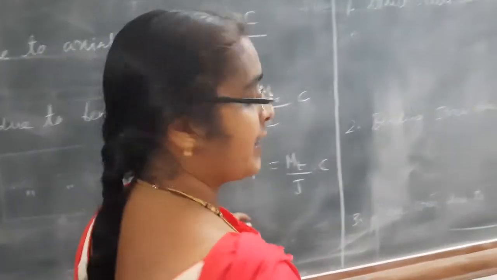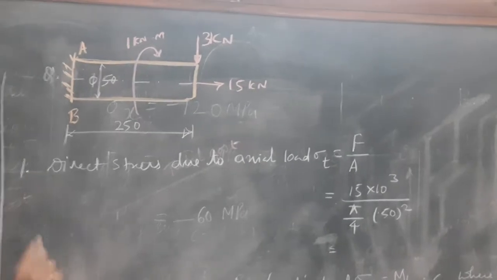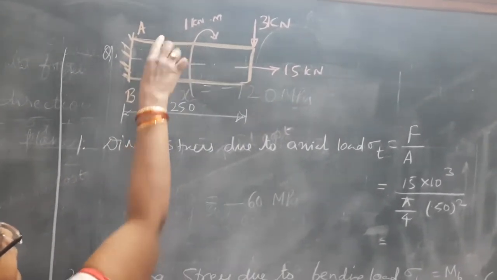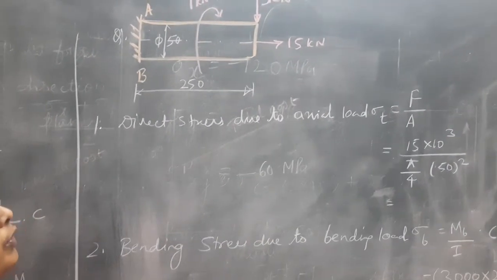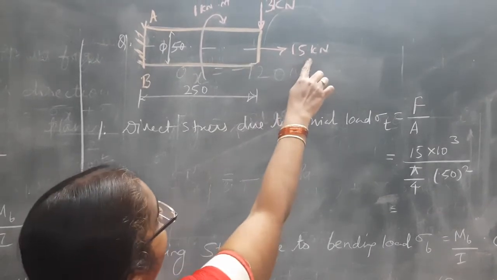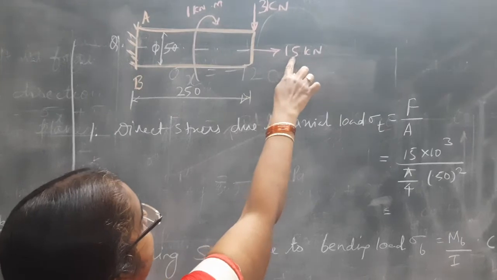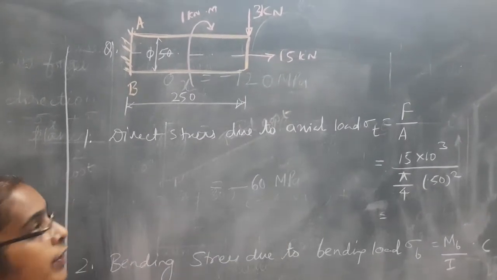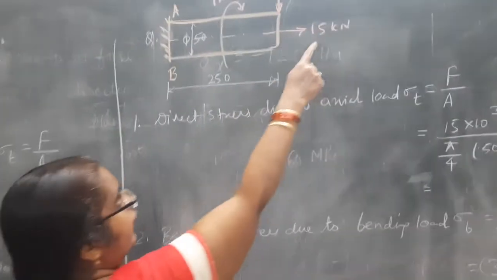Now let us solve a problem. Here is a problem which has been asked in the examination. Here the shaft is of diameter 50 mm and length 250 mm. It is subjected to an axial load of 15 kN. You can see here, this is the axis, and along the axis there is a tensile load of 15 kN. We call this the axial load. Axial load is 15 kN.